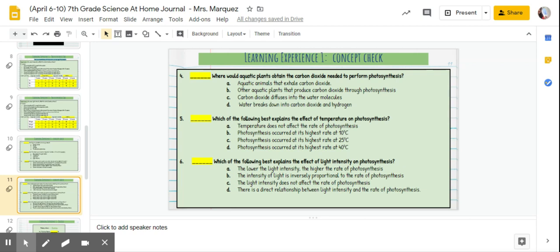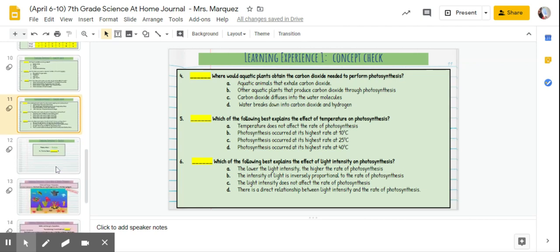Then for 5, it says, which of the following best explains the effects of temperature on photosynthesis? Well, if you, again, go back and look at your lab data, our photosynthesis occurred at its highest rate at 25 degrees. And then 6 says, which of the following best explains the effect of light intensity on photosynthesis? Well, basically, it's this last one here where it says there's a direct relationship between light intensity and the rate of photosynthesis. And we know that because the higher the light, the more bubbles would occur, right? Okay.